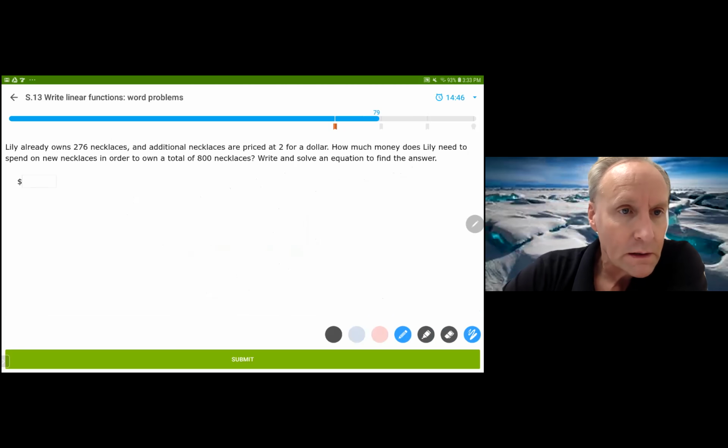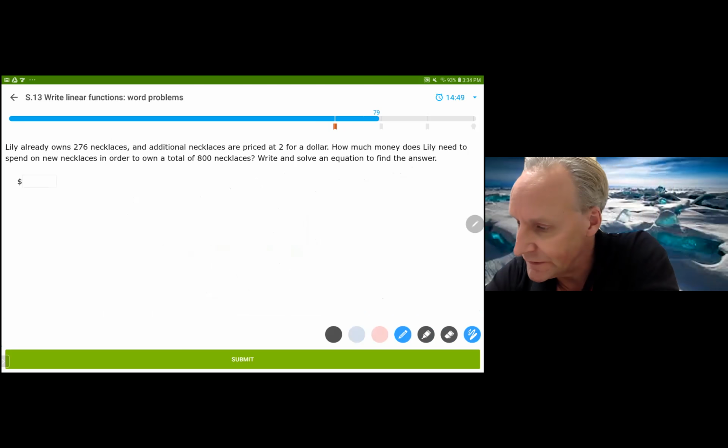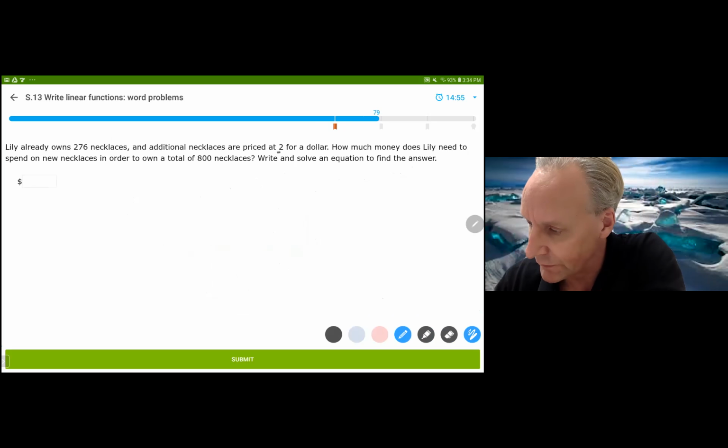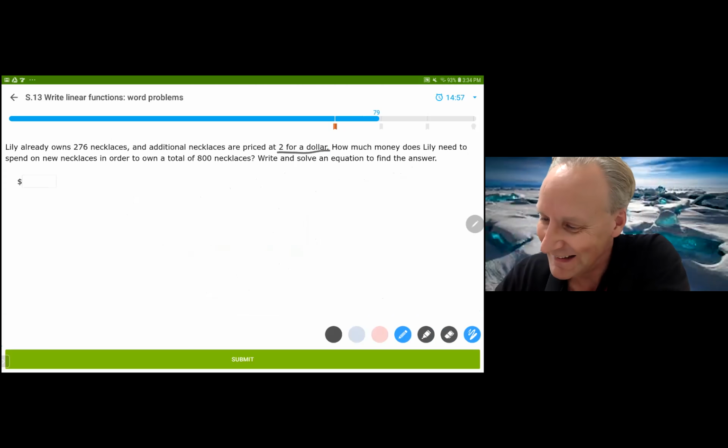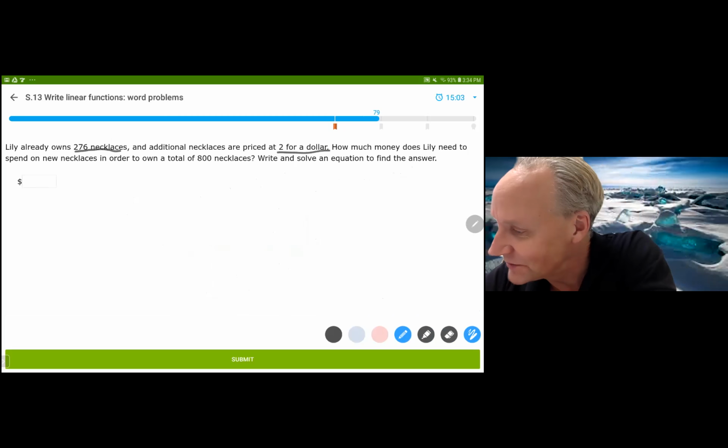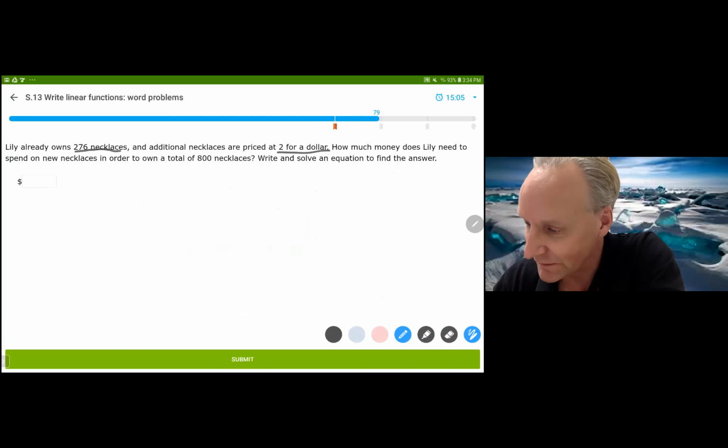All right. Lily owns 276 necklaces, and additional necklaces are priced at 2 for $1. Not very reasonable. It seems a bit inexpensive. I would think beads maybe or something. How much money does Lily need to spend on new necklaces in order to own a total of 800?